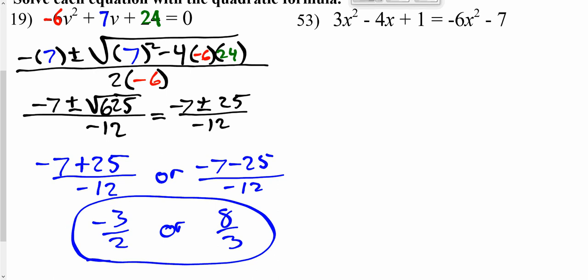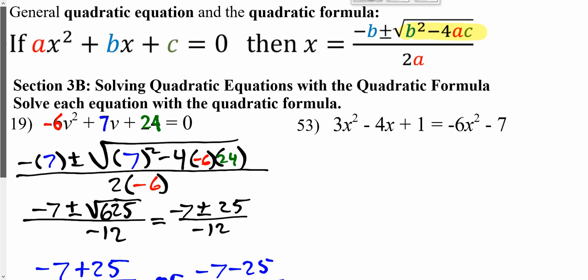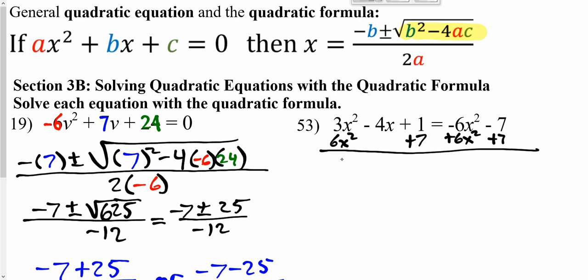So we're going to continue this, but remember we have to have it equal to 0. So I'd have to go ahead and add a 6x squared to both sides, and I'd have to add a 7 to both sides. Remember, you can only combine together like terms. So we get a 9x squared minus a 4x plus 8 is equal to 0.